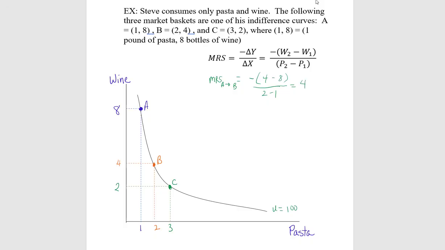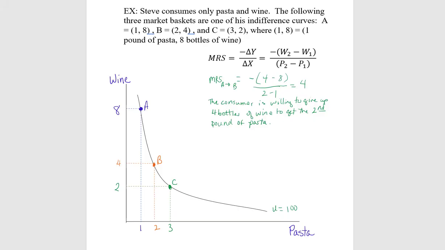It's important to be able to interpret this, not just to calculate it, right? So what does this mean? This means that the consumer is willing to give up 4 bottles of wine to get that second pound of pasta. It makes a lot of sense that he's willing to give up a lot of wine for that second pound of pasta. If he can consume 8 bottles of wine and only 1 pound of pasta, 1 pound of pasta is not a lot of food. So he's kind of hungry. He's willing to give up a lot of wine to get a little bit more food.